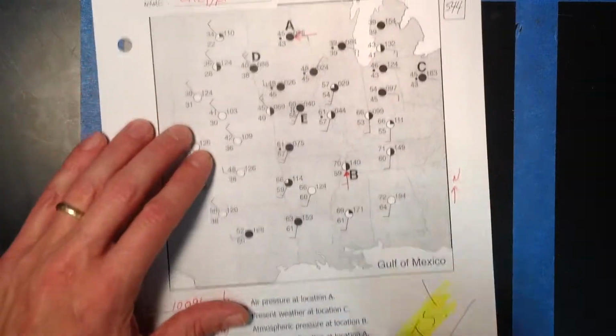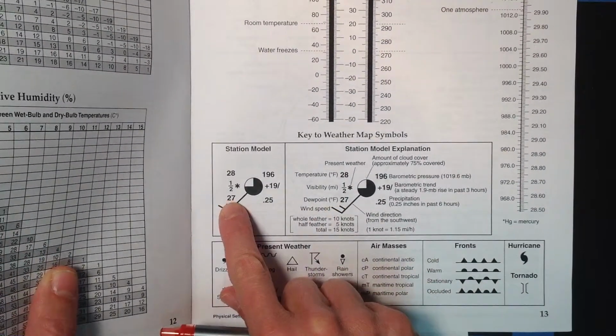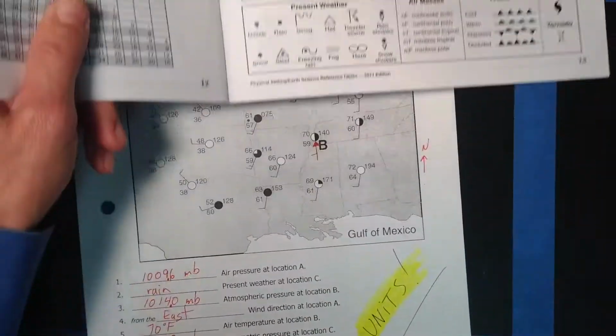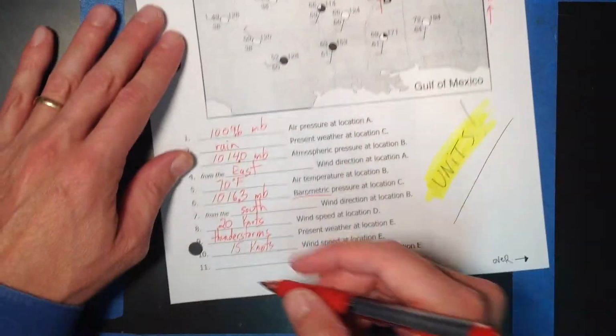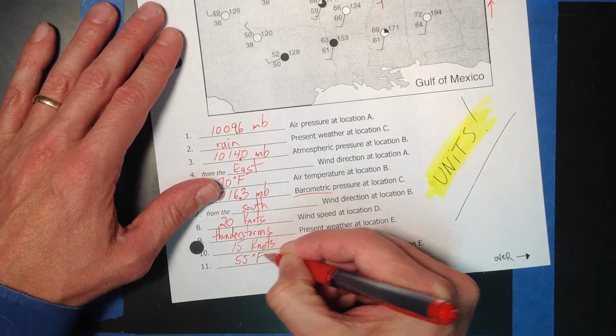Dew point temperature at E, I look right here. Where's dew point temperature? Dew point temperature is this lower left number here. In this case it's 27, but here it is for E, 55, and the answer is 55 degrees Fahrenheit.